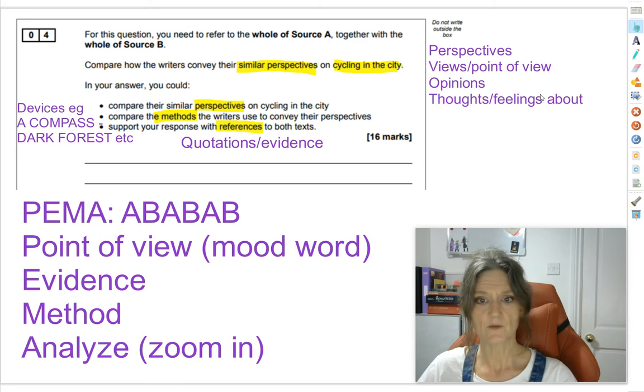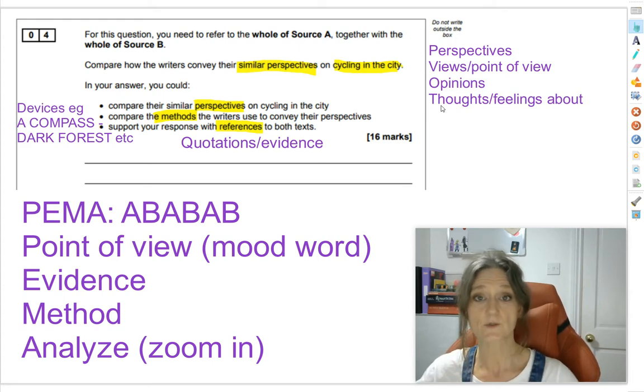Sometimes on the exam they'll put their similar views or their similar points of view. Sometimes you might want to translate that in your head into opinions. What are their opinions on cycling in the city? That might be a word that is easier for you to grasp. And if you're struggling with all of those quite abstract words, you could just revert to what are their thoughts and what are their feelings about. Okay, and that can be an easier way to think about it. So compare their similar thoughts and feelings about cycling in the city.